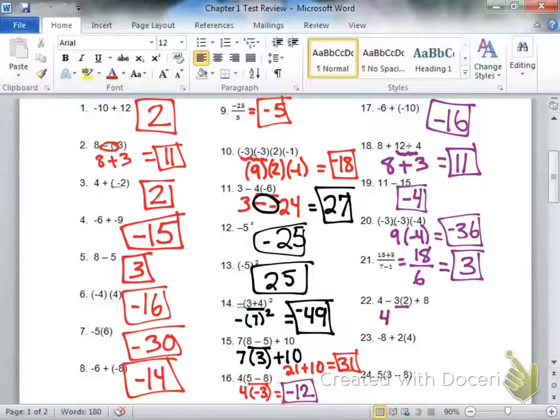So this is going to be 4 minus 6 plus 8. And then you do addition and subtraction from left to right. What is 4 minus 6? Negative 2. What's negative 2 plus 8? 6. You can check it with a calculator.